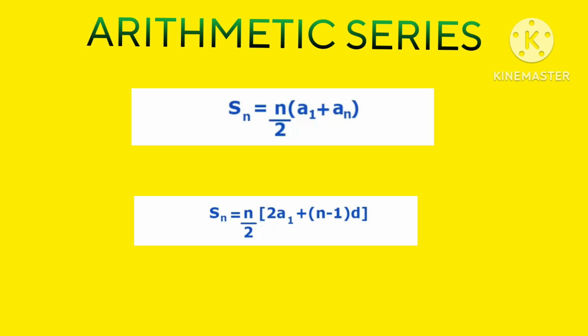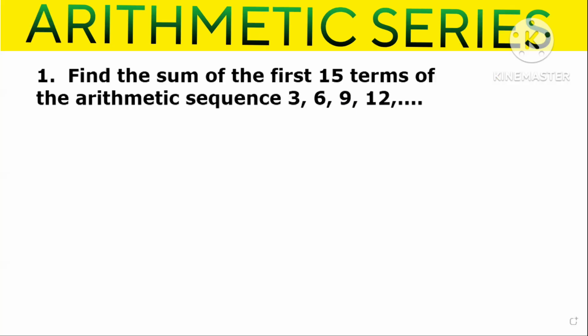Now, ano pinagkaiba ng dalawang formulas na to? Yung first formula ay gagamitin ninyo kapag given ang first and last terms, no? Kasi meron tayong a sub 1, a sub n dyan. Now, for the second formula, mapapansin nyo wala tayong a sub n. So, gagamitin nyo naman to kapag hindi given ang last terms. So, to illustrate, let us consider the following problems.